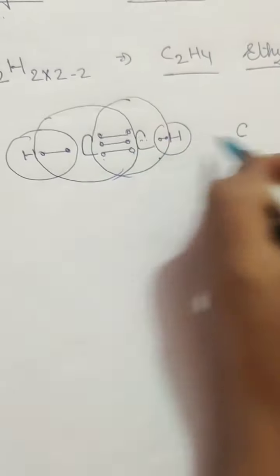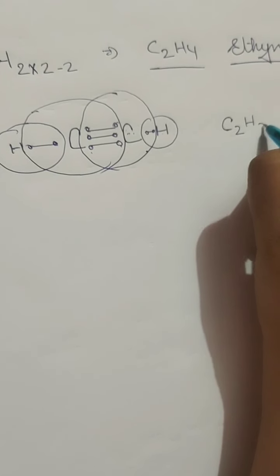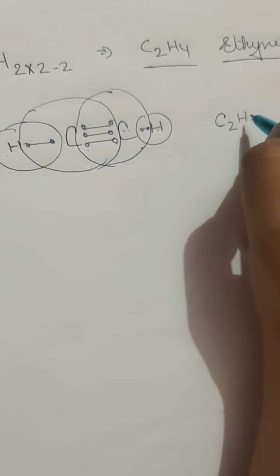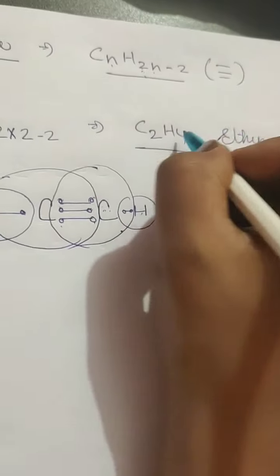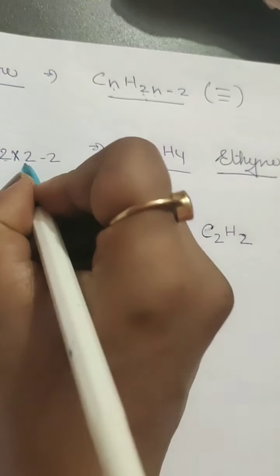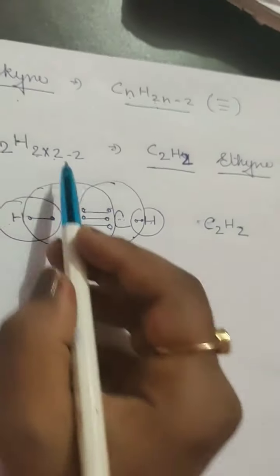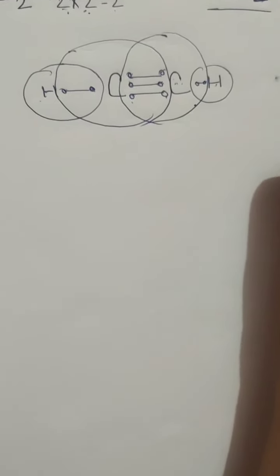So it will be C2 and H, 1 2. Now this is only H2. Oh sorry, I have made a mistake over here. It will be 2 into 2, 4, minus 2. It will be 2, not 4, because the formula says minus 2. Okay, so this is called ethyne.